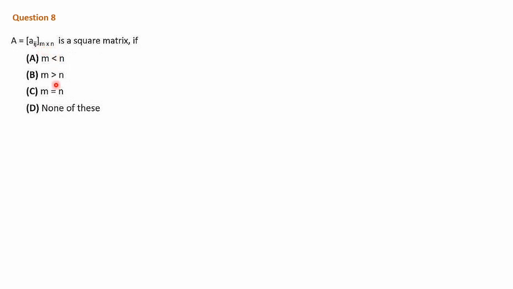So here the correct option when we check, it is option number C, that is m is equal to n. If m and n are equal only, we will be able to say that it is a square matrix. So since A is a square matrix, number of rows is equal to number of columns. So the correct option is m is equal to n, means correct option is option C.